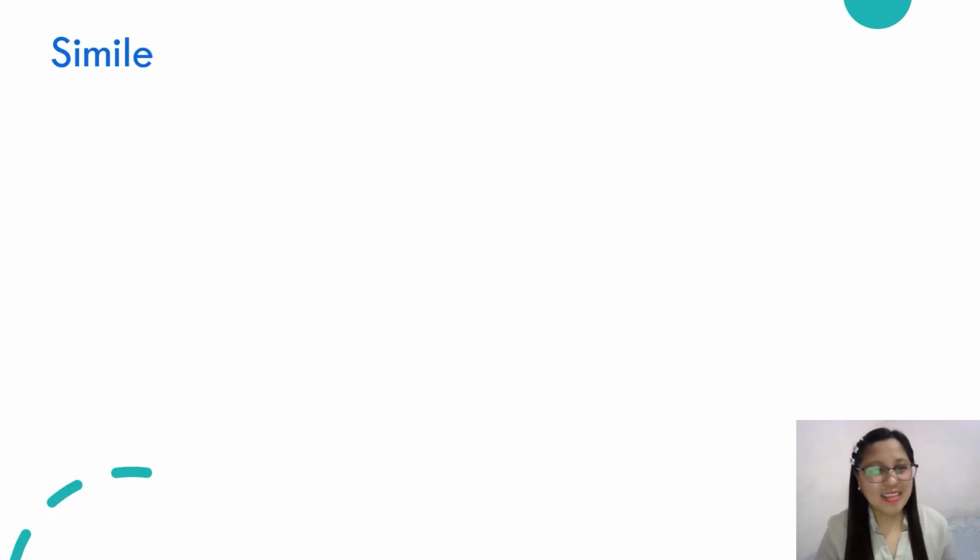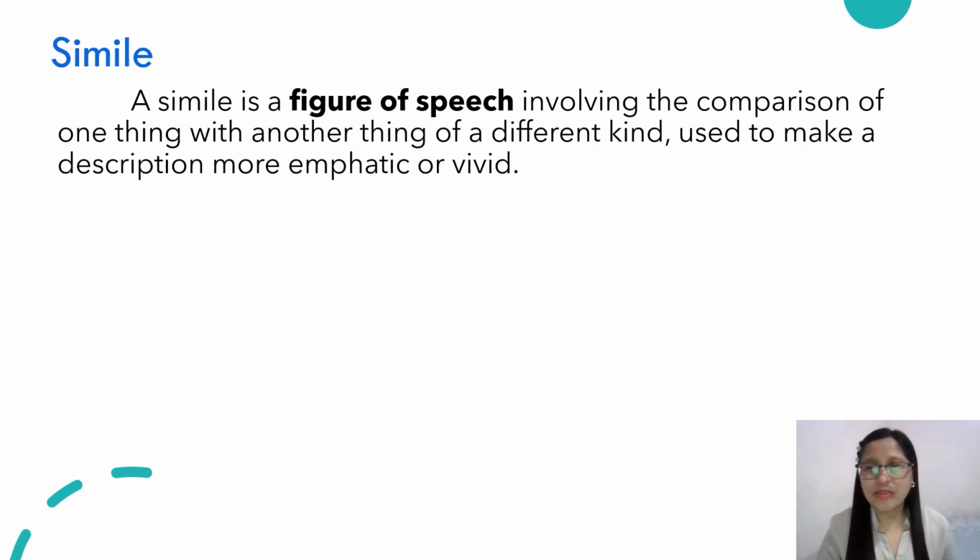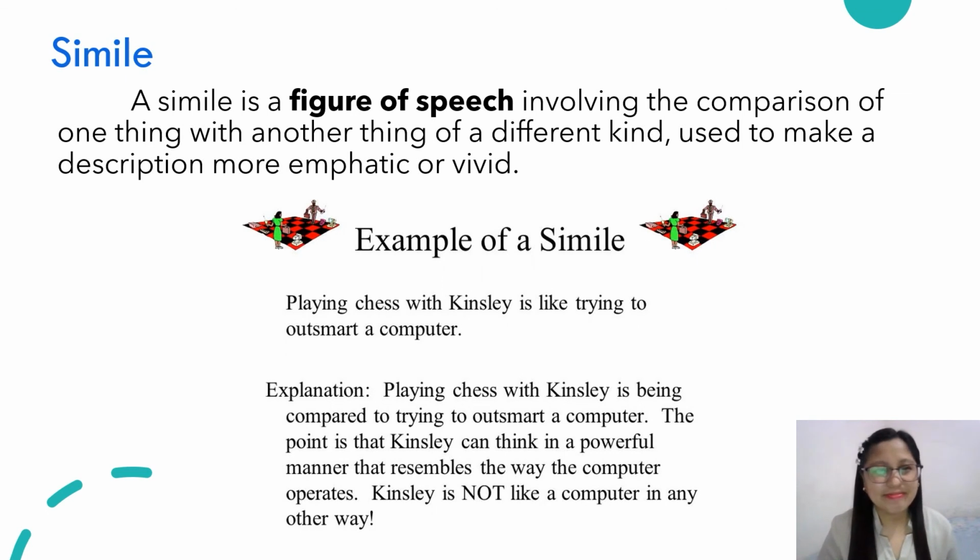Let us use a simile to make an idea more vivid. A simile is a figure of speech involving the comparison of one thing with another thing of a different kind, used to make a description more emphatic or vivid. This is an example of a simile.